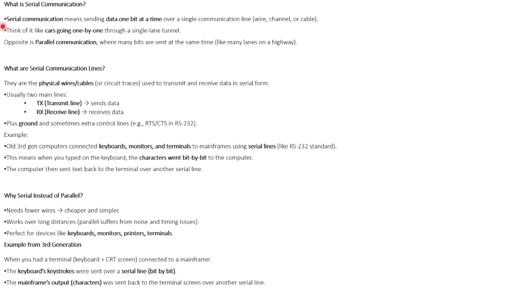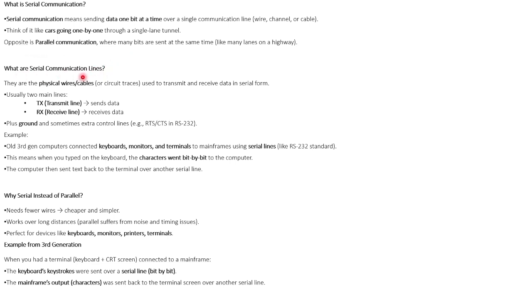Serial communication means sending data one bit at a time over a serial communication line like a wire, channel or cable. Think of it like cargo going one by one through a single lane tunnel. The opposite is parallel communication, where many bits are sent at the same time, like many lanes on a highway.